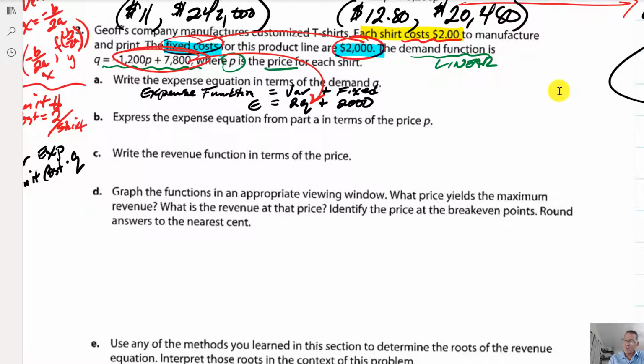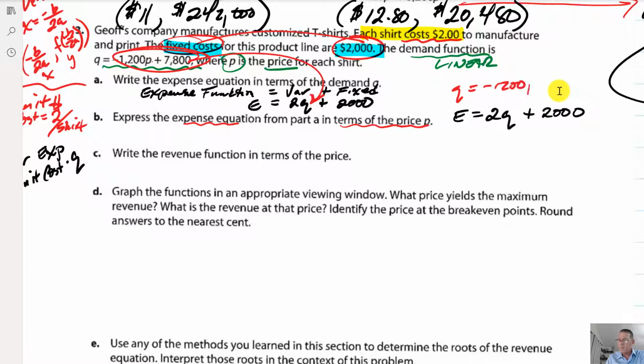All right, so here we go. I'm going to rewrite the function over here. I've got E is equal to 2 times Q plus 2000. Now Q, I know, is up here. Let me put it up top. Q is equal to negative 1200 P plus 7800.